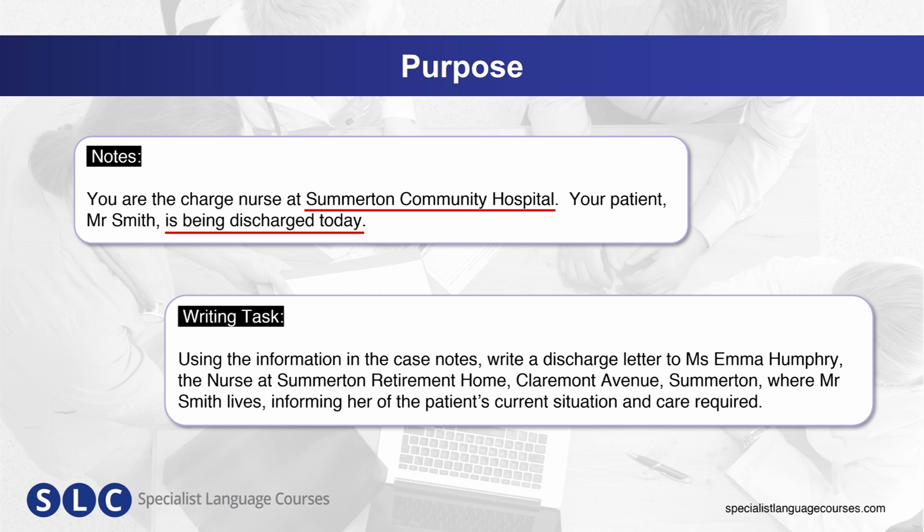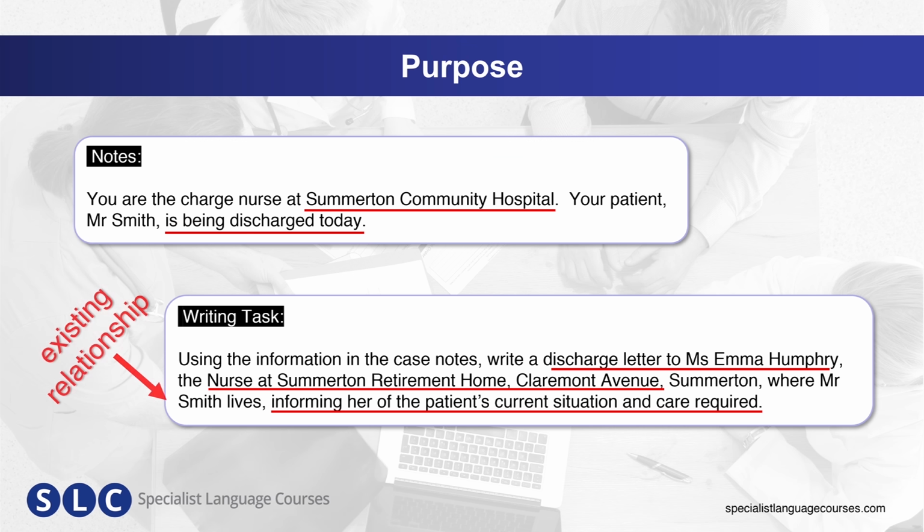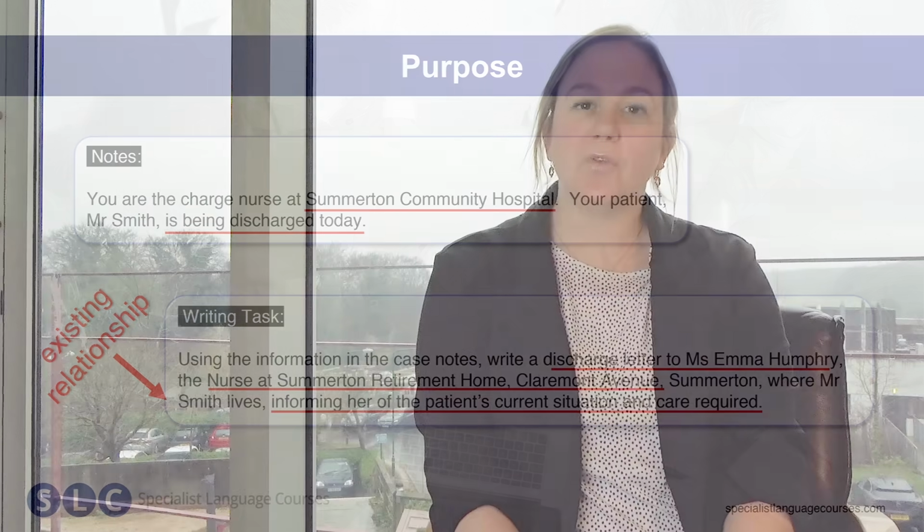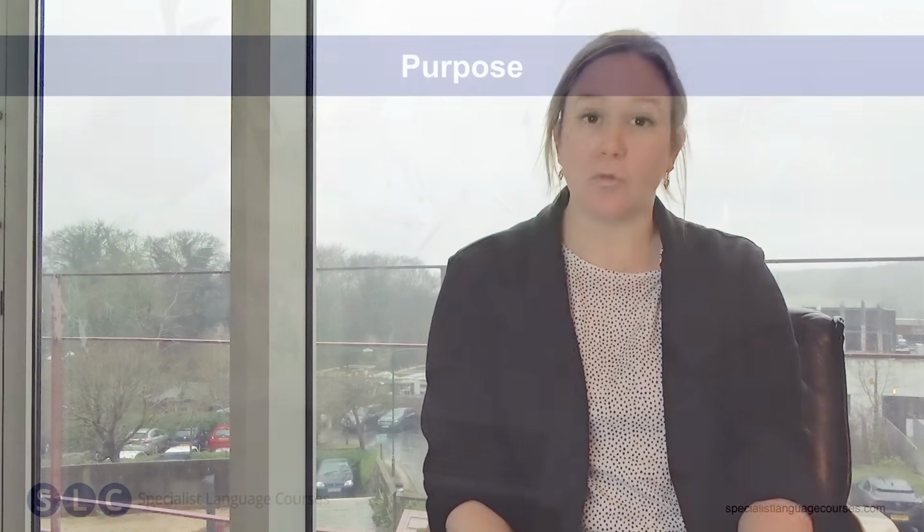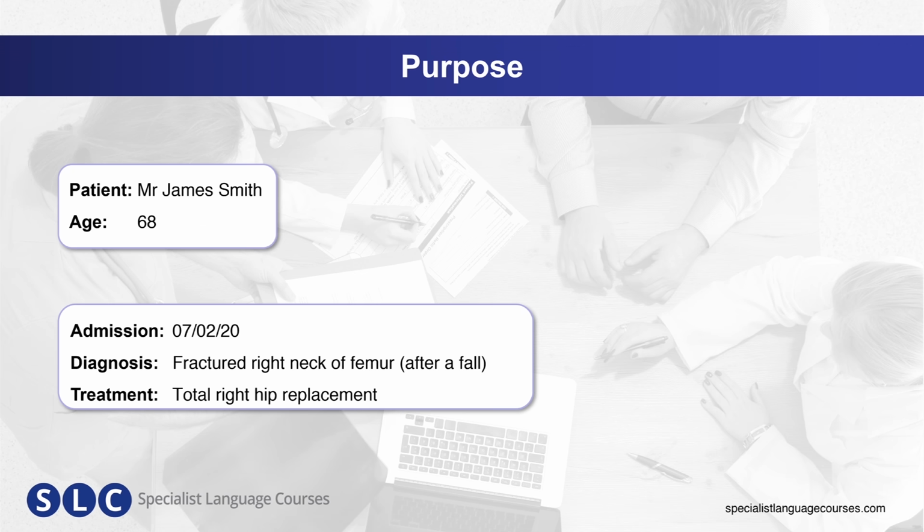Looking at the task, we can see that we need to write a discharge letter to Mrs. Emma Humphrey, who is the nurse at Somerton Retirement Home. We can also find a bit more detail about the purpose of the letter. It explains that you need to inform the reader of the patient's current situation and care required. Here we can see that Mr. Smith is resident at the retirement home, which is important because it tells you that the reader knows the patient already. You would also find some more information about the reason for writing towards the beginning of the case notes. For example, the patient's name, age, and the main medical issue.